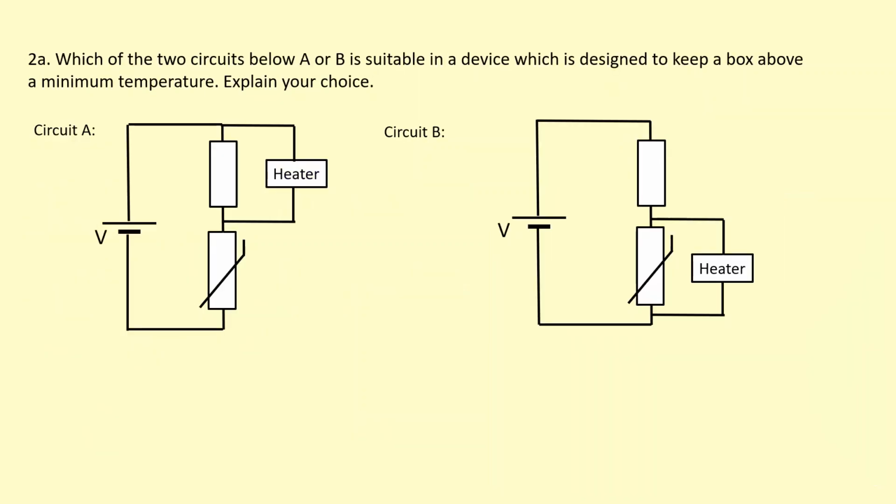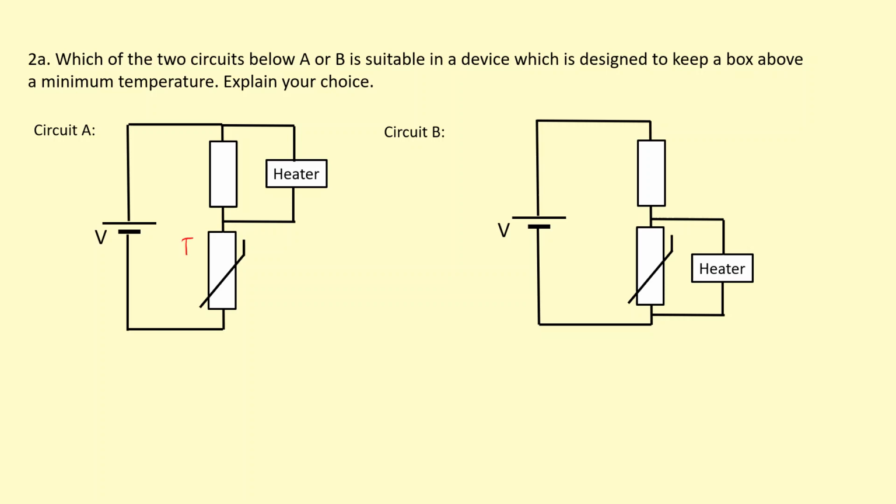Okay, which of the two circuits below, A or B, is suitable in a device which is designed to keep a box above a minimum temperature? Explain your choice. So we're going to look at what happens to both circuits when the temperature starts to decrease. Okay, so let's look at this one.